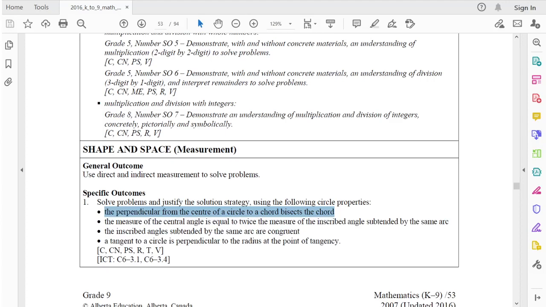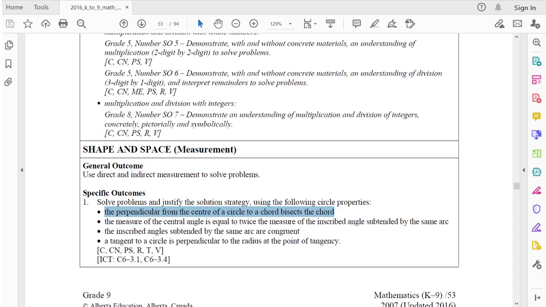Welcome to the video regarding the first bullet point of the 4 bullet points in Shape and Space (Measurement), Specific Outcome number 1 for the 2016 revision of Alberta's grade 9 curriculum. There are 4 bullet points, each of which will get its own video. The first one is solving problems and justifying solution strategy using the following circle properties.